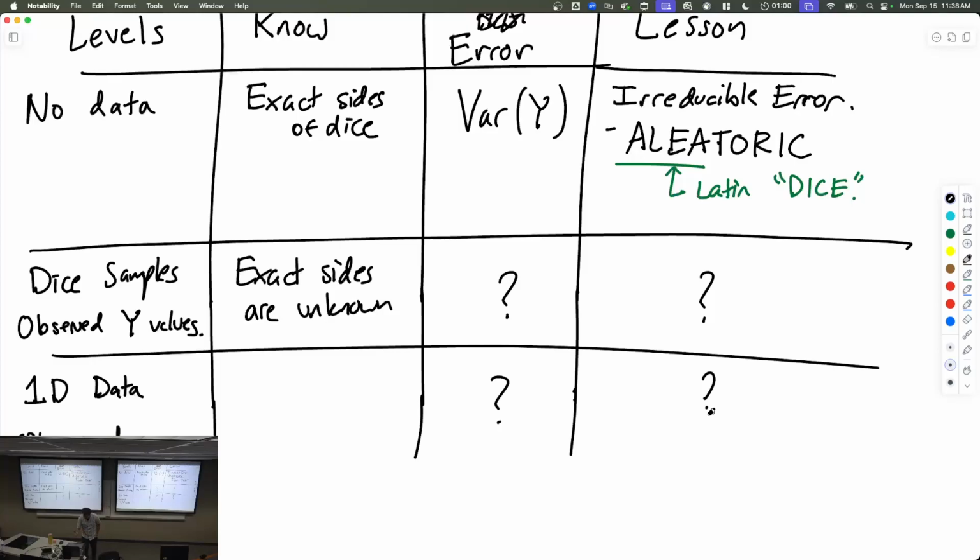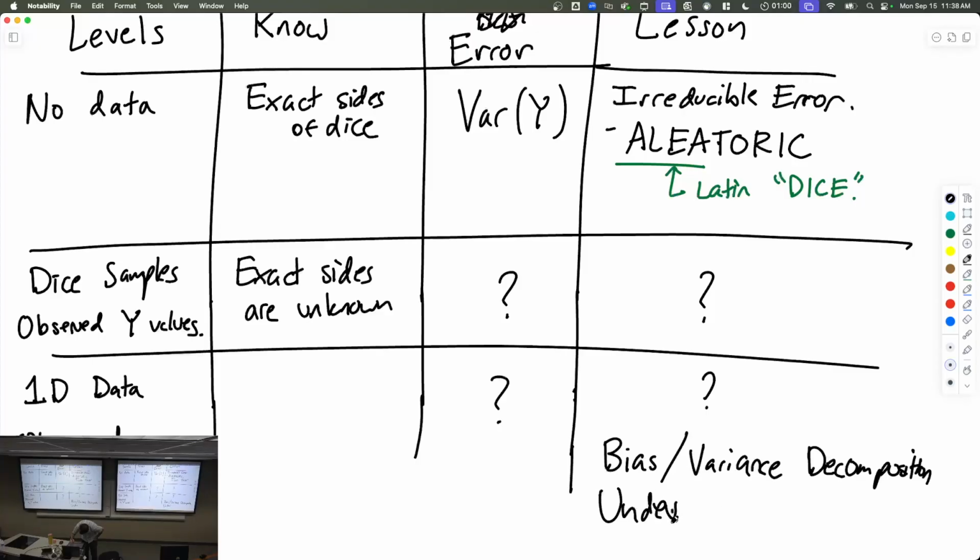Actually, maybe I will put in the main thing that we want to get to. The most important thing is this bias variance decomposition. And it was presented a little bit differently in the videos at a high level. So we're going to do it from a mathematical side of things. And this is the idea of under versus overfitting. So that's what we want to get to. And we want to understand this in the simple case of the one-dimensional problem.